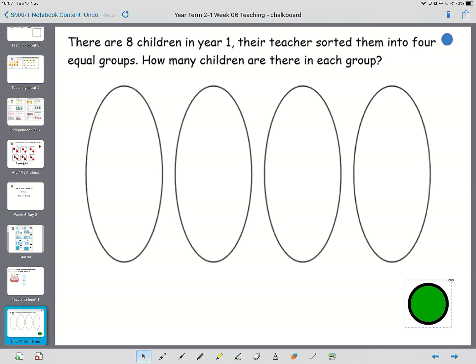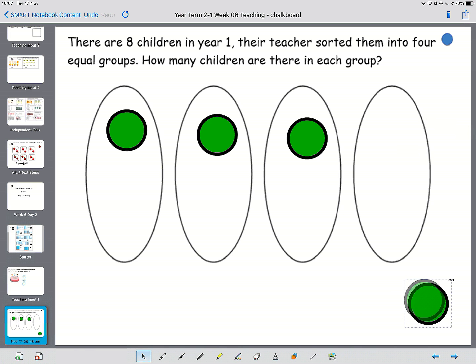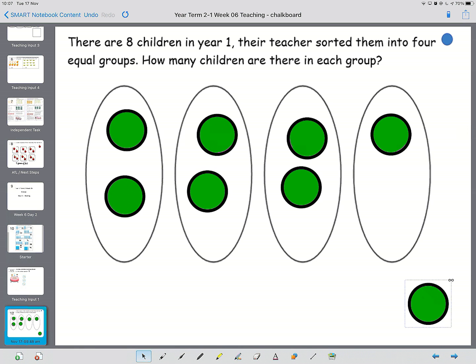Okay, so as you've probably worked out, we're going to use counters. So there are 4 equal groups, so let's move 1 child, 2 children, 3 children, 4 children, 5 children, 6 children, 7 children, 8 children. So there were 8 children in Year 1. The teacher sorted them into 4 equal groups. How many children are there in each group?